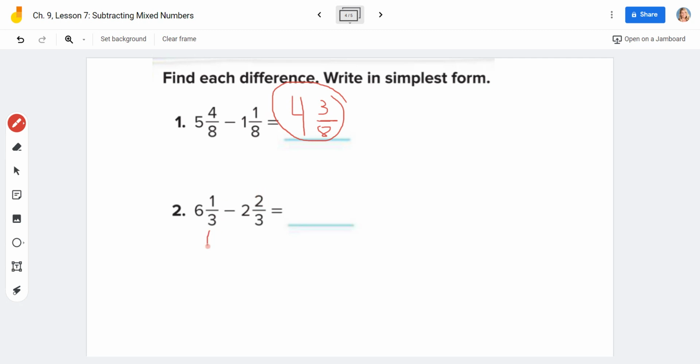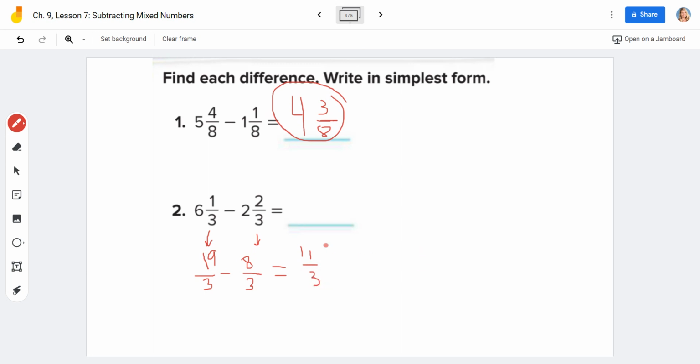So I have to make both of these mad. 3 times 6 is 18, plus 1 is 19. 19/3 minus 3 times 2 is 6, plus 2 is 8. So I get 19/3 minus 8/3, which gives me 11/3.